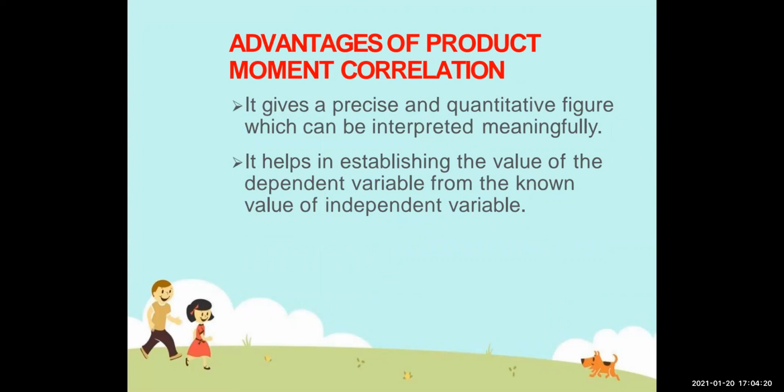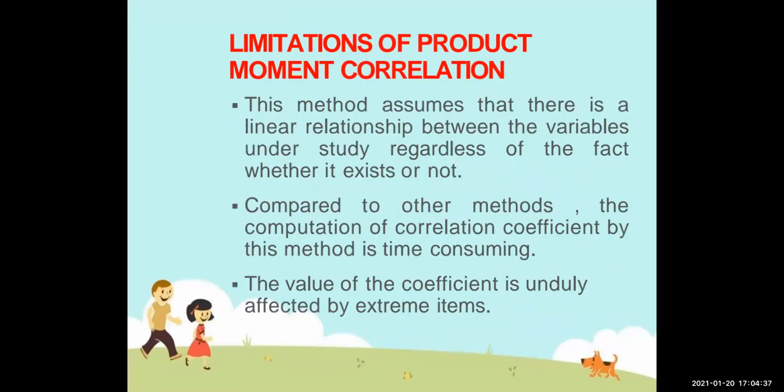So the advantage of this product moment correlation is that it gives us a precise and quantitative figure which can be interpreted meaningfully, and it helps in establishing the value of the dependent variable from the known value of the independent variable. And when we talk about the limitations, this method assumes that there is a linear relationship between the variables under study, regardless of whether it exists or not. And compared to other methods, the computation of the correlation coefficient by this method is time consuming.